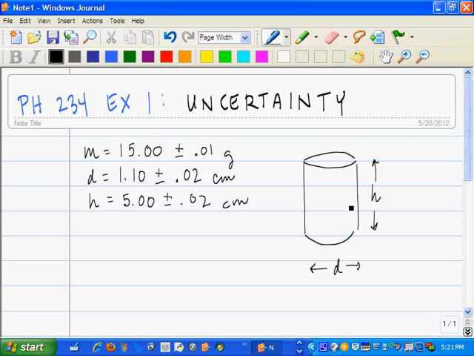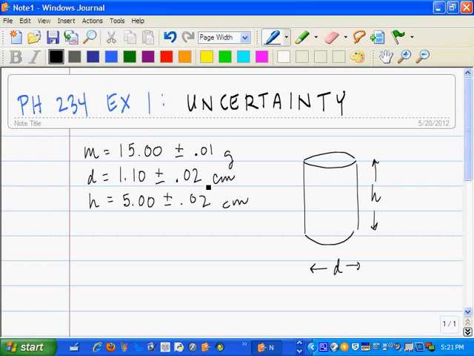So we might measure the mass on something like an electronic balance, and let's suppose we measure the mass to be 15.00 plus or minus 0.01 grams. So we're saying that the best the balance can give us is the mass to within 0.01 grams. Could be something between 14.99 and 15.01.